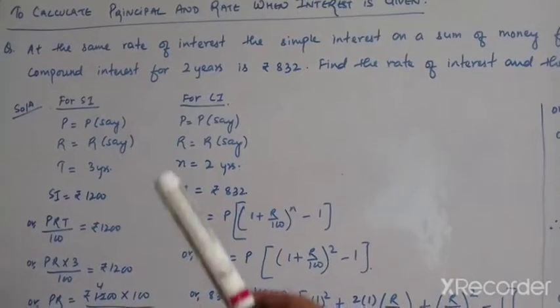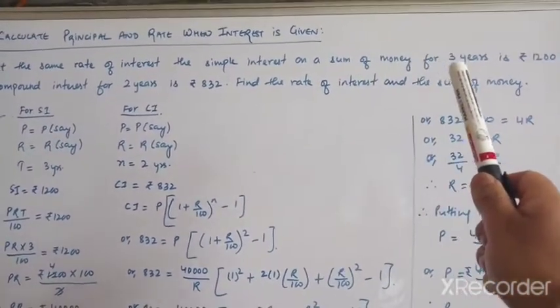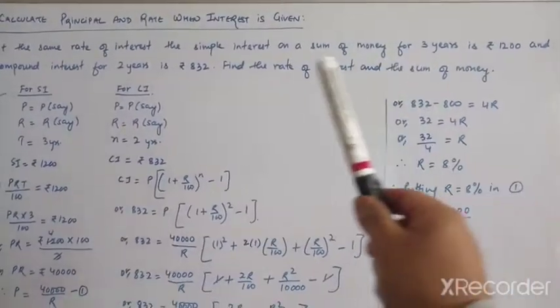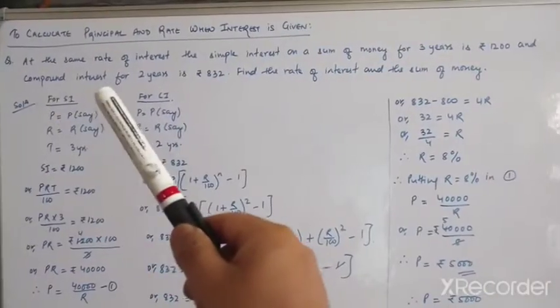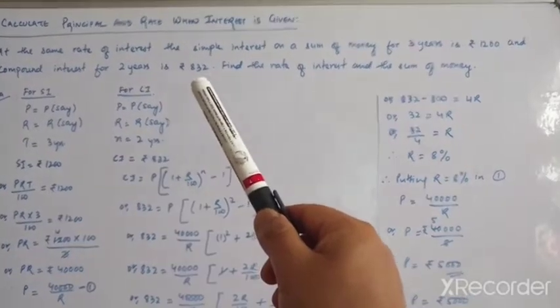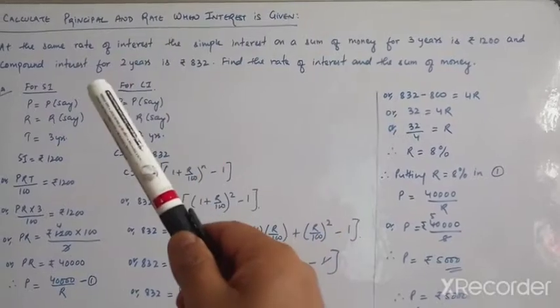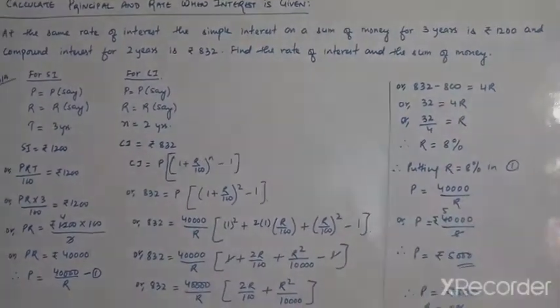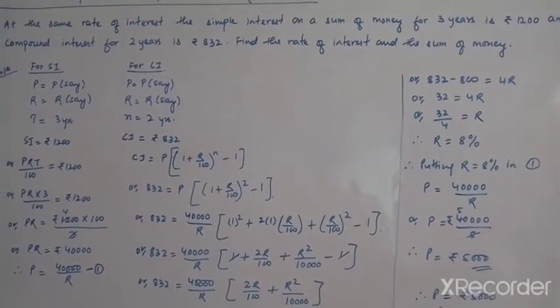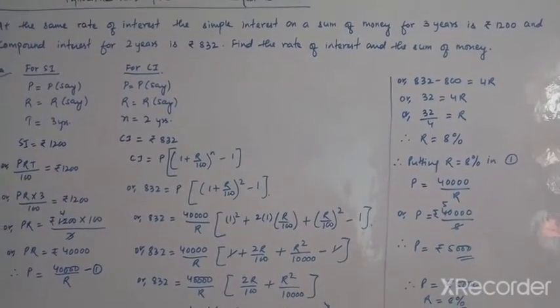At the same rate of interest, the simple interest on a sum of money for 3 years is rupees 1200. Simple interest is mentioned as 1200 on a sum of money, principal is missing, and compound interest for 2 years is rupees 832. Find the rate of interest and the sum of money. Now here we need to calculate two things: one is the rate, the other is the principal.